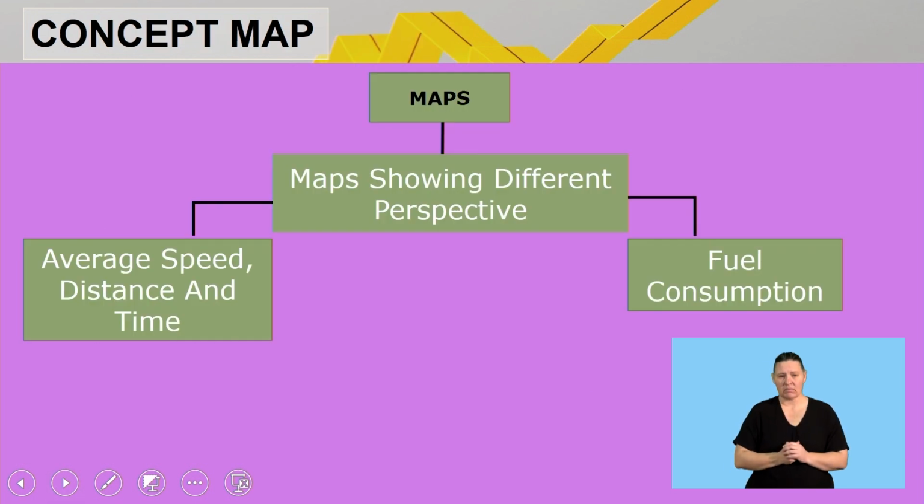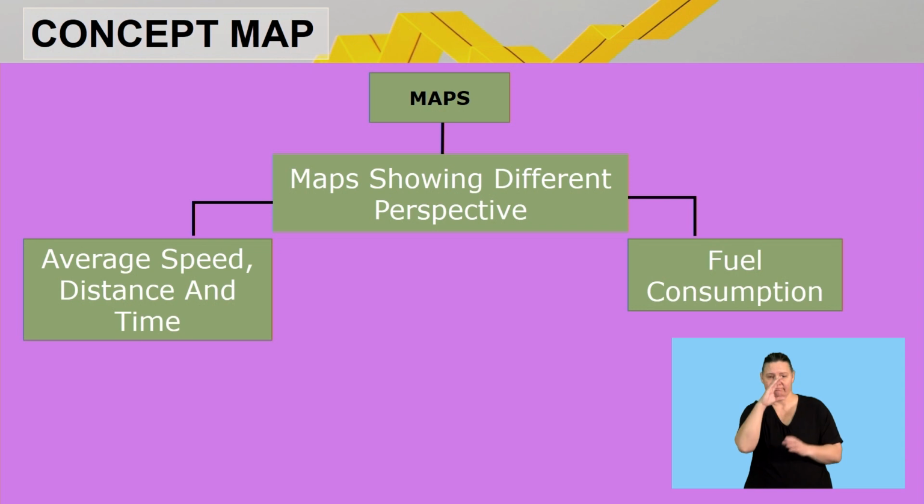Now, these are the concepts that we are going to be looking at. The first one is maps showing different perspectives. We'll also calculate the fuel consumption and lastly, the average speed, distance, and time.